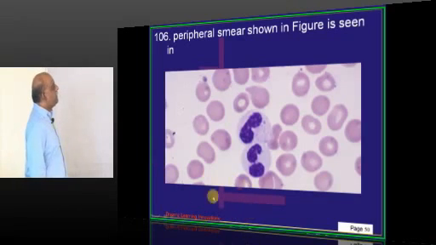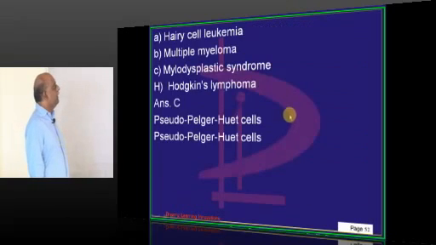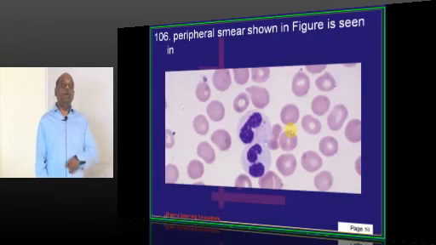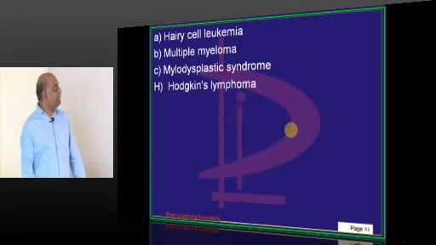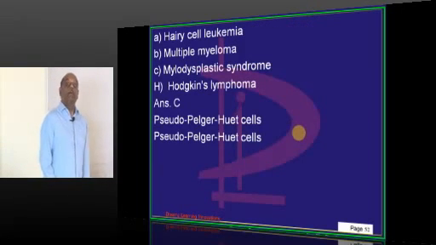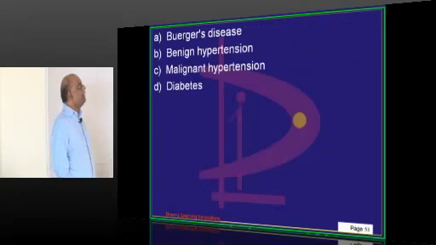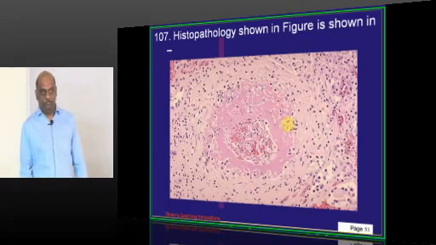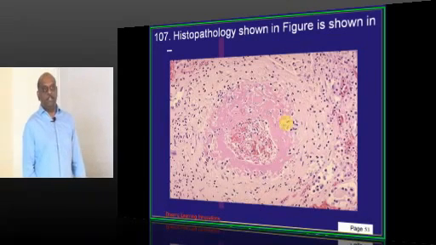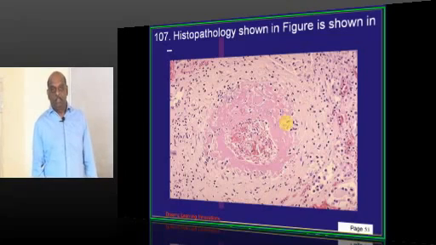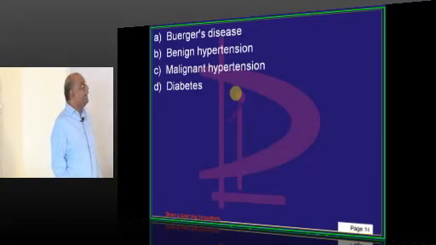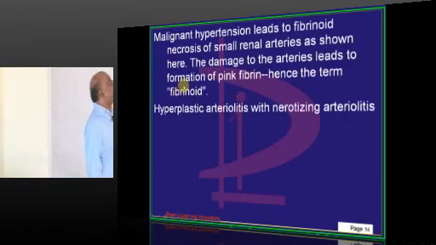Now a peripheral smear has been shown to you. Where do you see this kind of peripheral smear? This is called the pseudo-Pelger-Huet anomaly, which is a very classical feature which you see in case of myelodysplastic syndrome, is what needs to be remembered. Now the histopathology has been shown. It is showing fibrinoid necrosis and hyperplastic arteriolitis with onion skinning, which is classical of malignant hypertension. It is the hallmark of malignant hypertension.